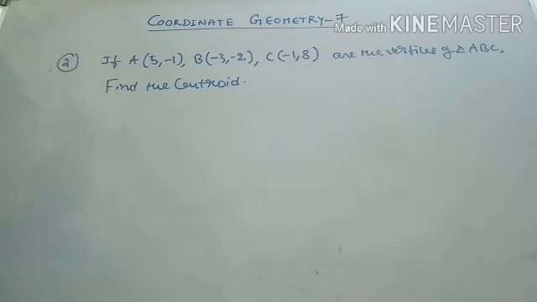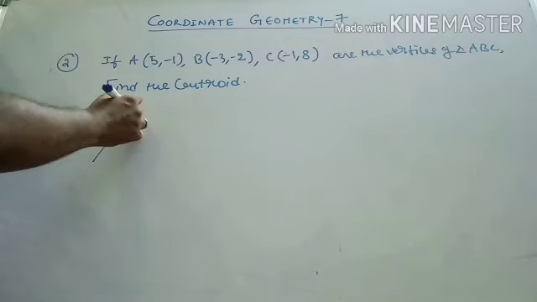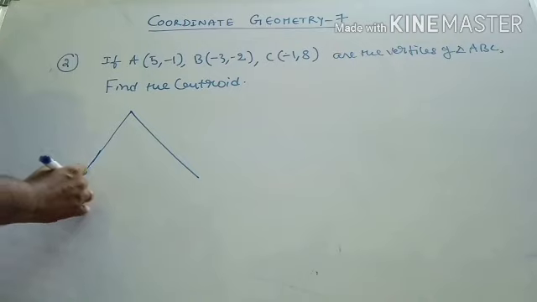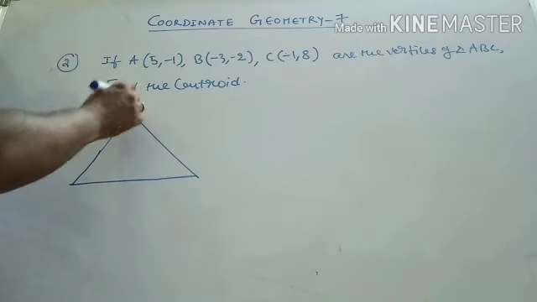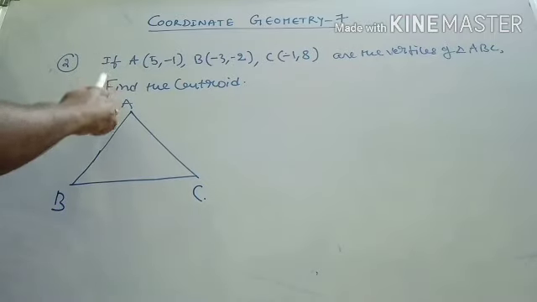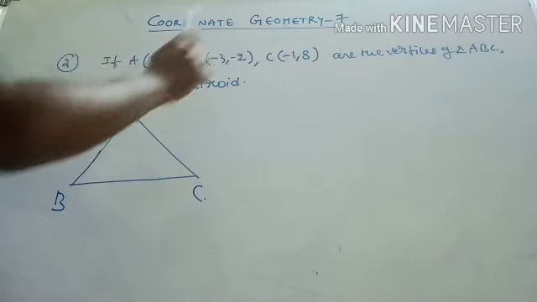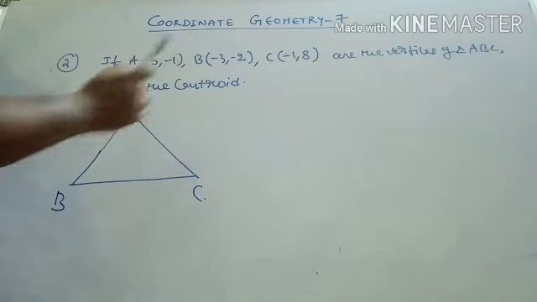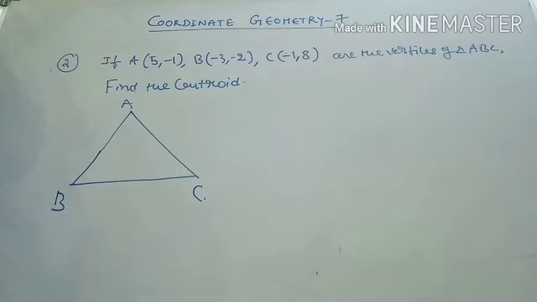Hi, the next one, the second problem. It is a very basic problem. We know that they have given three vertices of the triangle, A, B, C, like this. Once they give the three vertices of the triangle, in this problem we need to find the centroid. Already we solved and proved the centroid of a triangle, right?